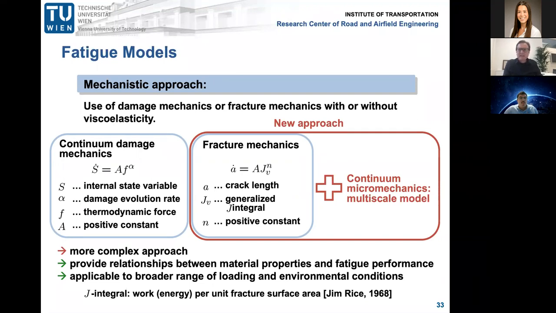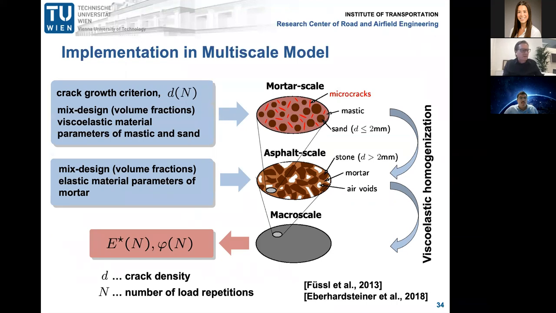So that's the reason we proposed this new fatigue model for asphaltic materials and published it already some years ago. Of course, we are working to enhance and improve it, because we tried here to combine for the first time fracture mechanics and continuum micromechanics. How does that work?